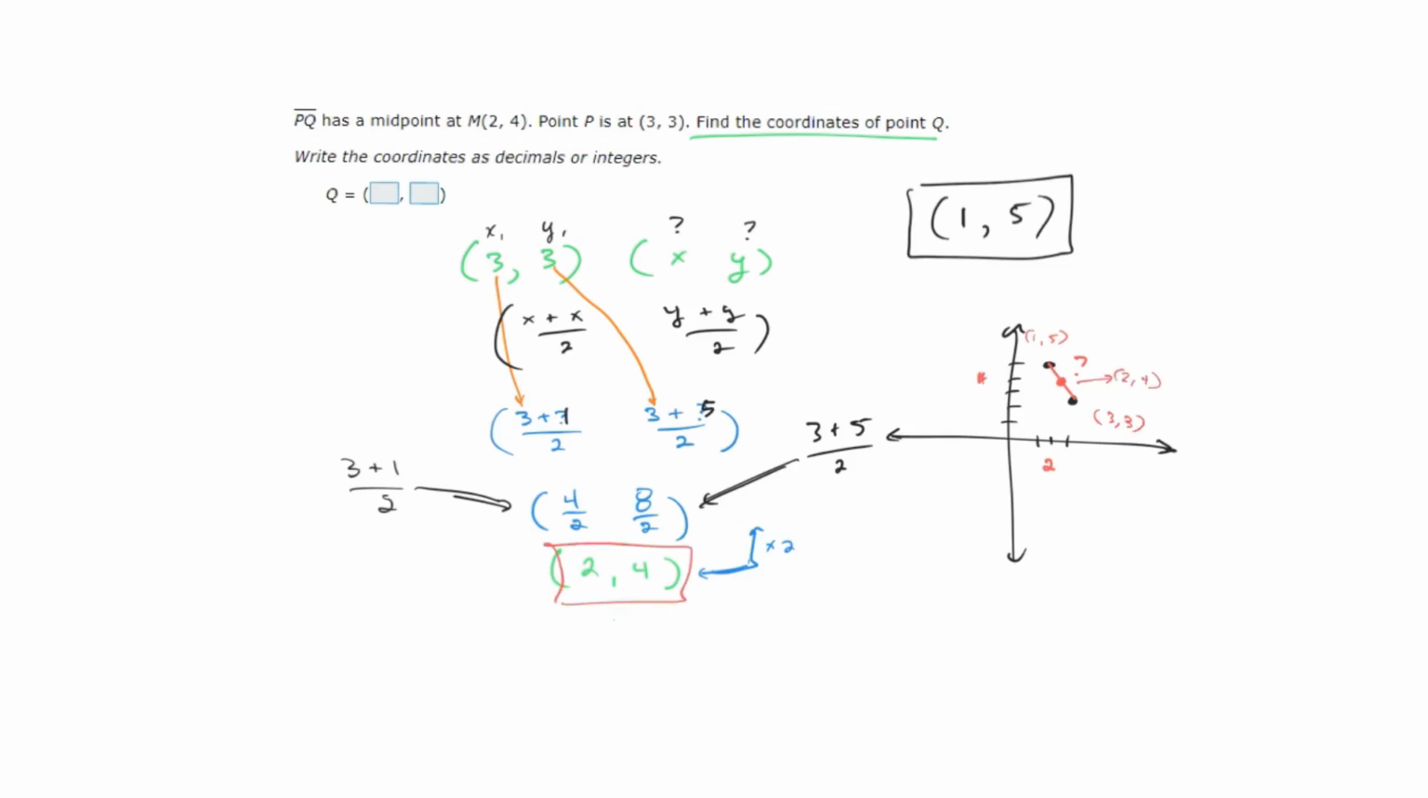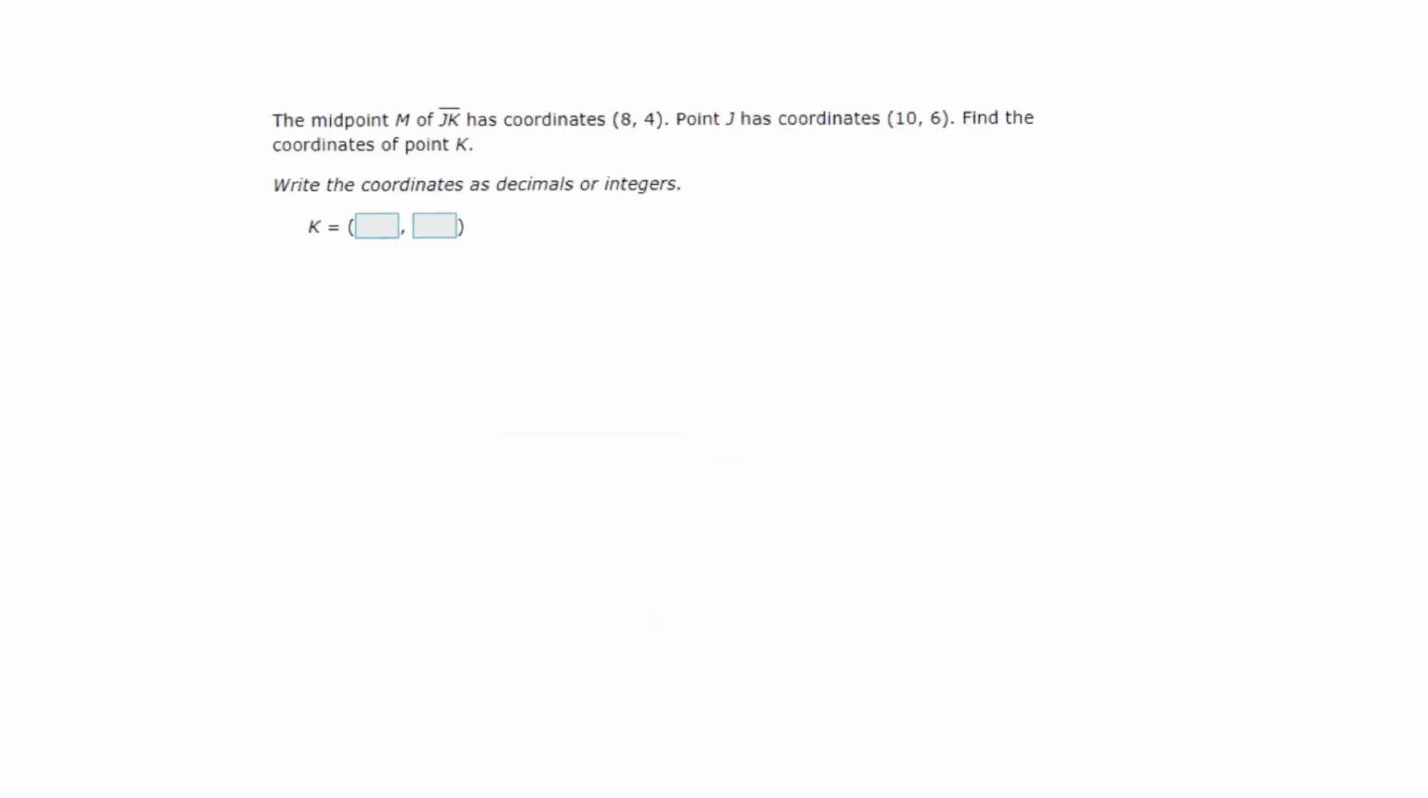So basically what we did was we set this problem up like 3 plus what number over 2 is equal to 2, right? That's what we did. So let's start developing a little bit of a shortcut, other than moving backwards the entire time. So we'll look at another set of points.